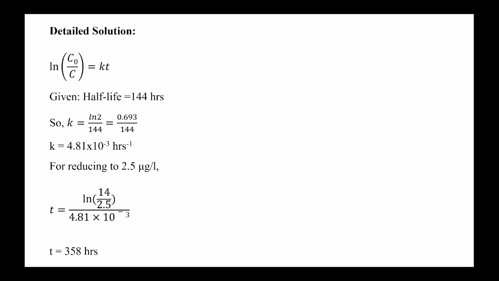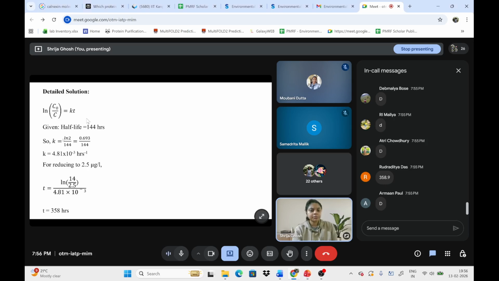Now from this rate constant, you have the initial concentration of 14 microgram per liter and the final concentration of 2.5 microgram per liter. The rate constant you have already calculated, so you can calculate t. You will get the value of t to be 358 hours approximately. Okay. Does anybody have any problem in the calculation, understanding the question, or understanding the solution? Please let me know in the chat box.